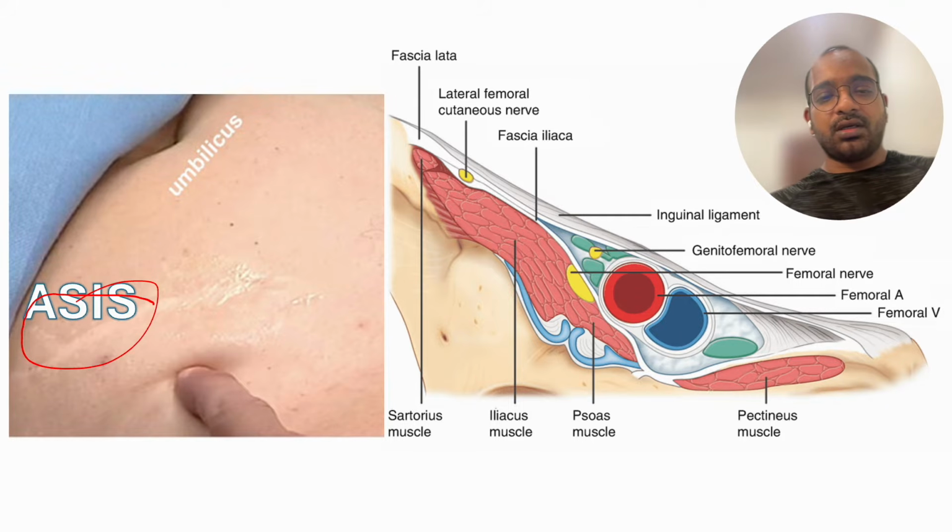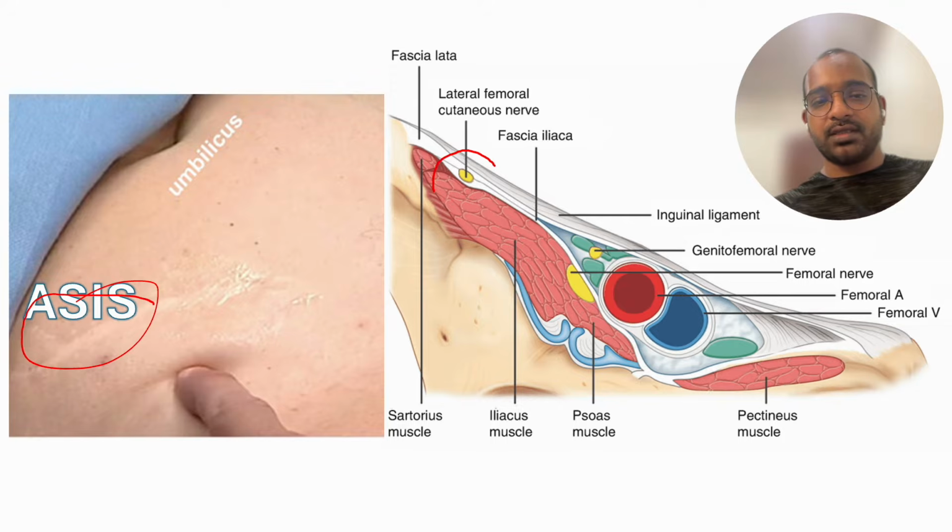So the lateral femoral cutaneous nerve of the thigh is compressed at the lateral aspect of the inguinal ligament, under the lateral aspect of the inguinal ligament, just anteromedial to the anterior superior iliac spine. If you can see, the lateral femoral cutaneous nerve originates from the lumbar plexus, usually from the L2, L3 nerve roots, and that runs into the pelvis and passes under the inguinal ligament.